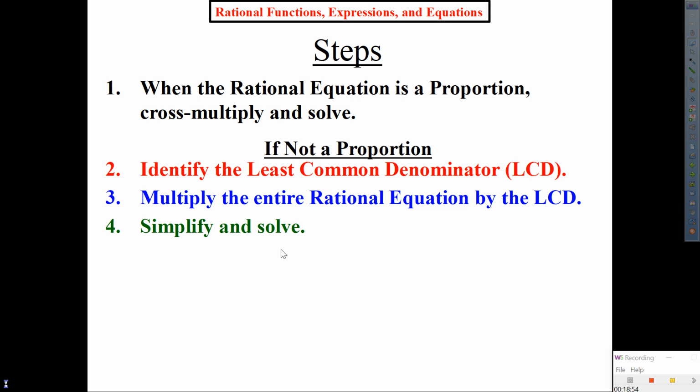Yes? Yes, Mr. Q. I'll give you some time to copy that.